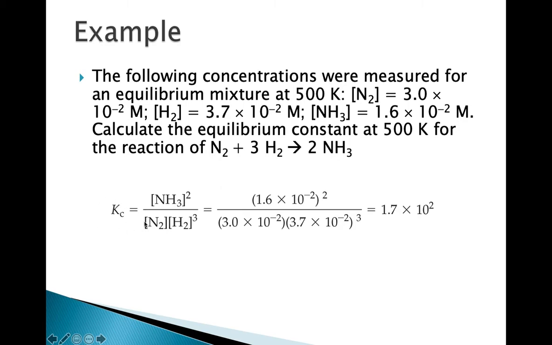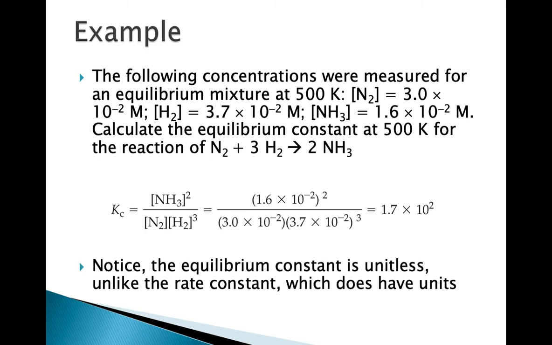We can just write the equation for Kc, right? So I'll have the concentration of NH3 squared because there's 2 of them, divided by the concentration of H2 cubed because there's 3 of them, times the concentration of N2 to the first because there's just 1 of them. So putting in all of our numbers here, here's our concentration of ammonia, 1.6 times 10 to the minus 2. We have to square that. In the denominator, we have the concentration of H2, 3.7 times 10 to the minus 2, and we have to cube that because there's the 3 H2 in the reaction. And then we have N2, 3.0 times 10 to the minus 2 as well. If we go ahead and calculate this out, we end up getting an equilibrium constant of about 1.7 times 10 to the second, or about 170.